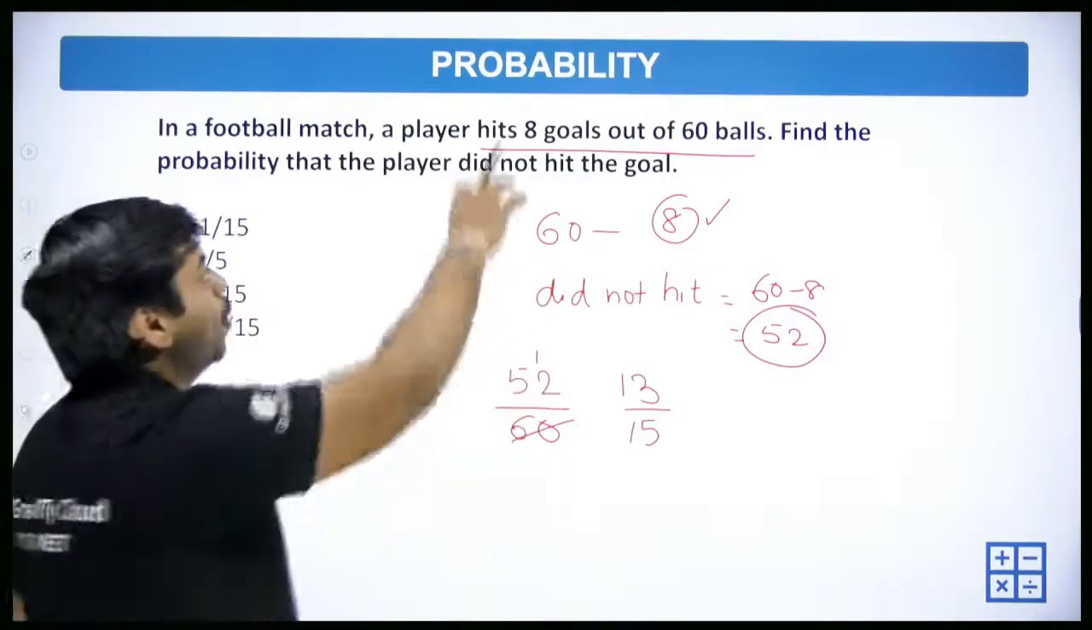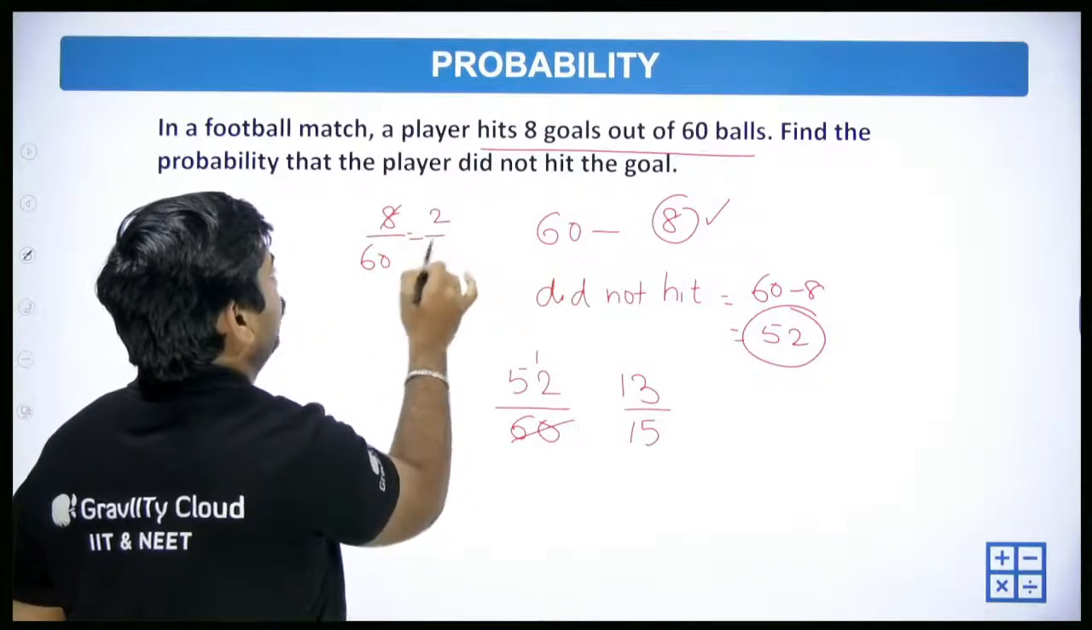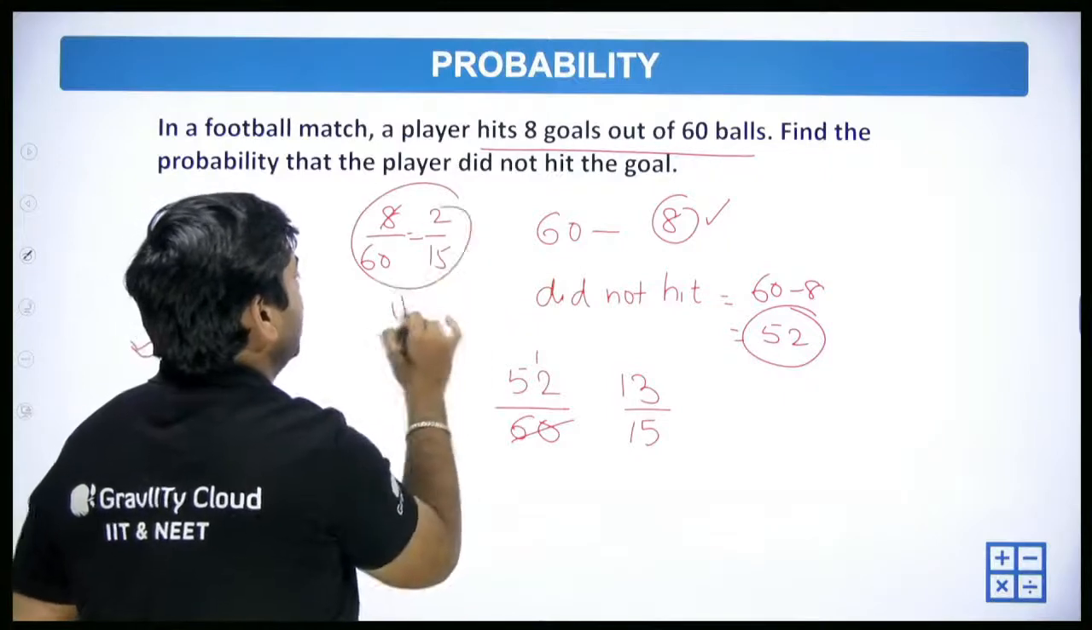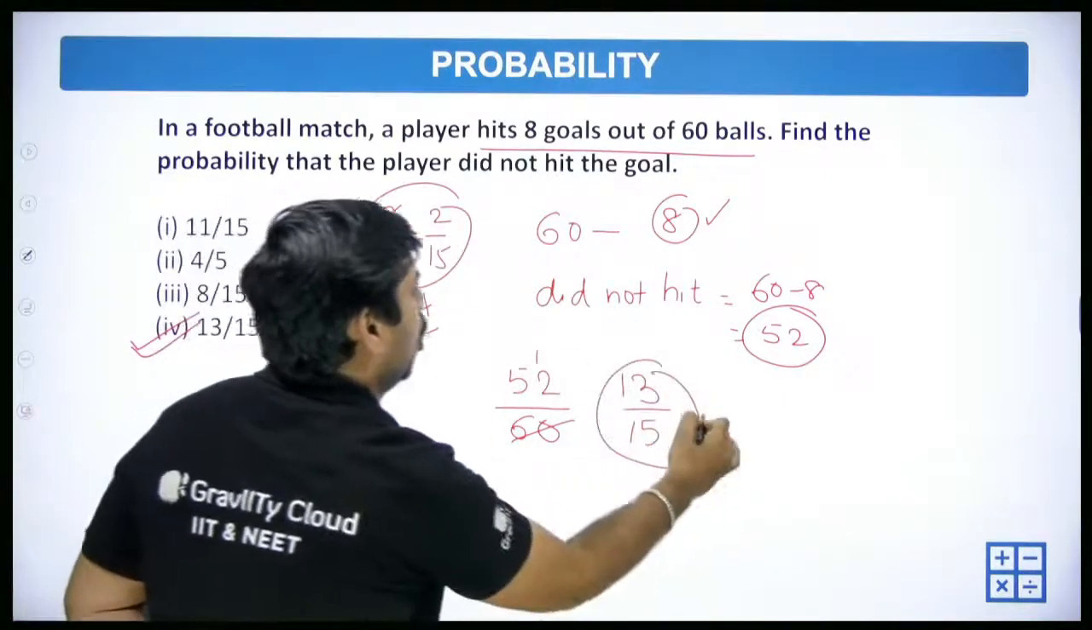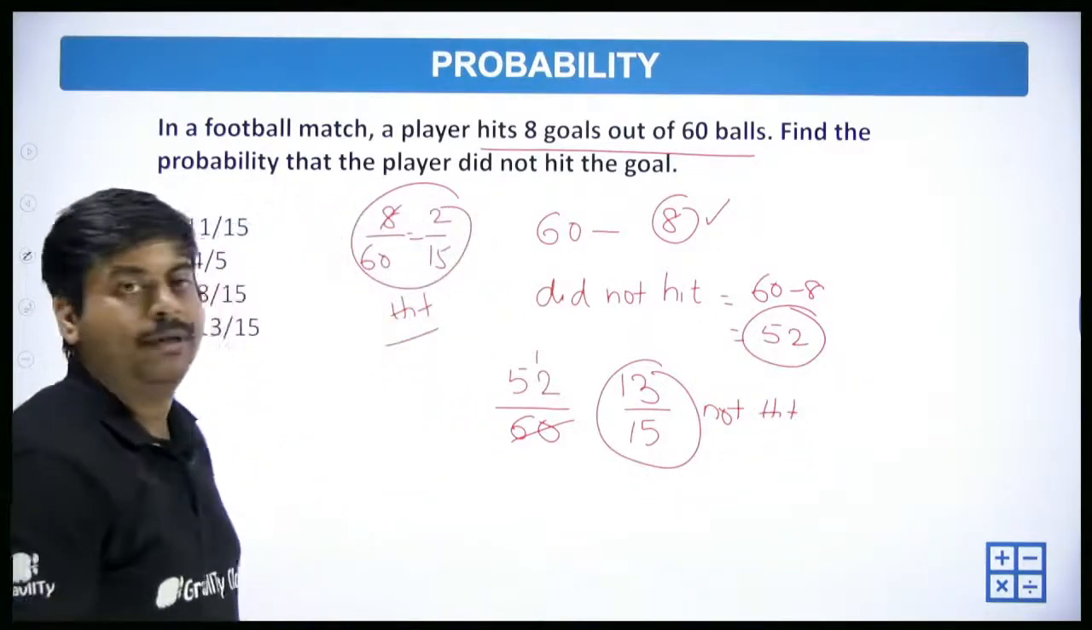Okay, if it is asked the probability of hitting the goal, that becomes 8 by 60, which is 4 2s and 4 15s, so 2 by 15 is hitting the goal. This is for not hitting the goal. So that is how we can find the probabilities of both the events.